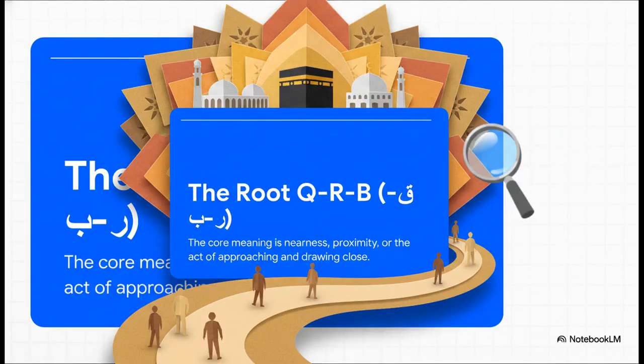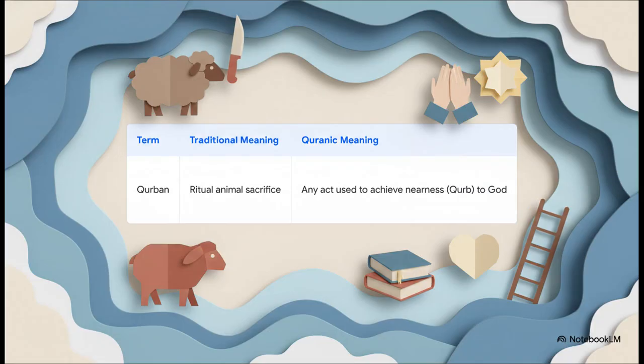This brings us to the final piece of our puzzle, Qurban. Traditionally, this is understood as animal sacrifice. But its root, QRB, has a beautifully simple and direct meaning all through the Quran. Nearness, proximity, the simple act of drawing close. And honestly, this changes everything. If Qurban just means that which brings near, then it can't be limited to just one specific ritual. It could be any act, any offering that you make with the intention of achieving qurb, or nearness, to God and to the system of truth.